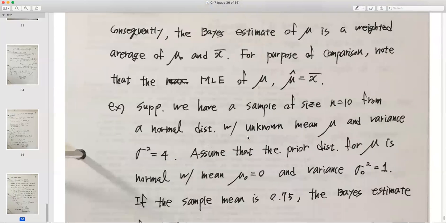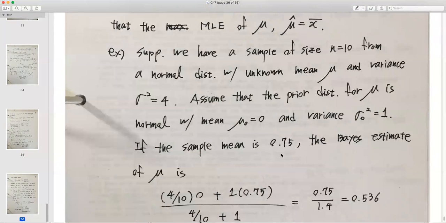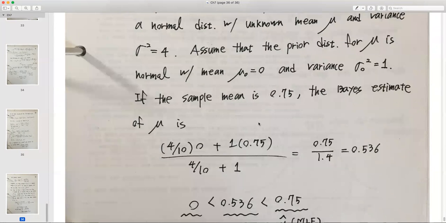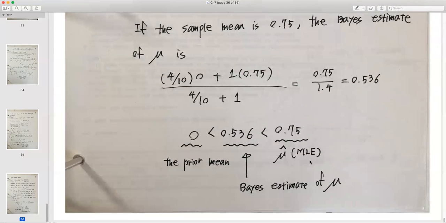Okay. Now suppose we have a sample of size n equals 10 from the normal distribution with unknown mean mu and variance 4. Assume that the prior distribution of mu is normal with mu 0 equal to 0 and sigma 0 equal to 1. If the sample mean is 0.75, the Bayes estimator of mu is 0.536. The MLE estimate is 0.75, definitely. So the Bayes estimator 0.536 is between the prior mean and the MLE.